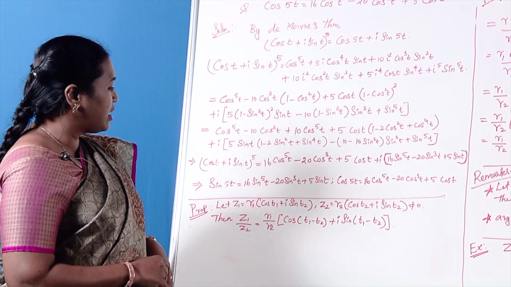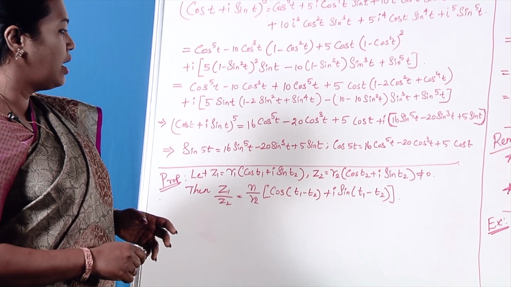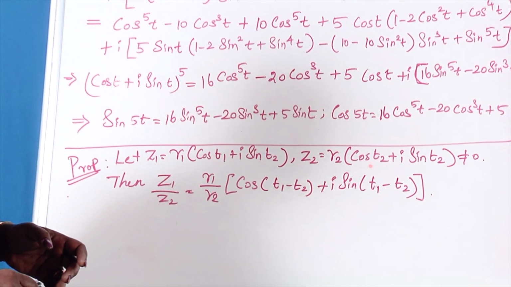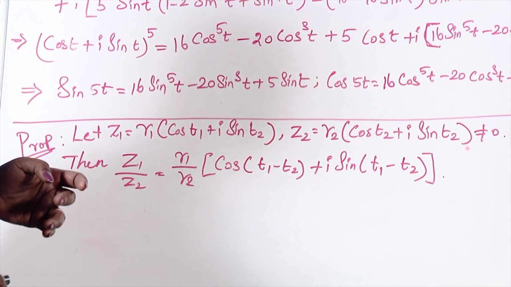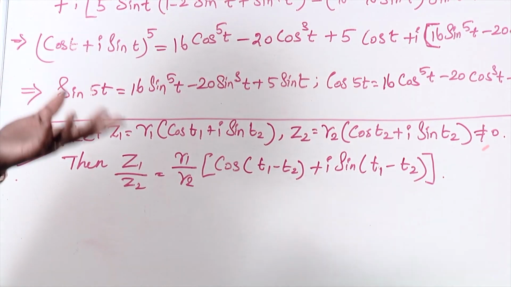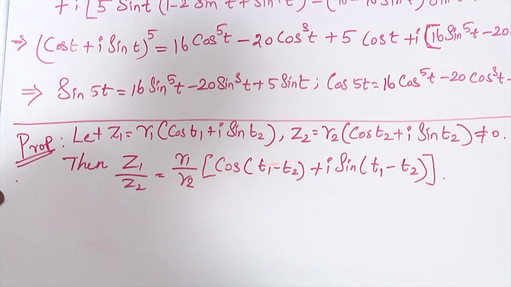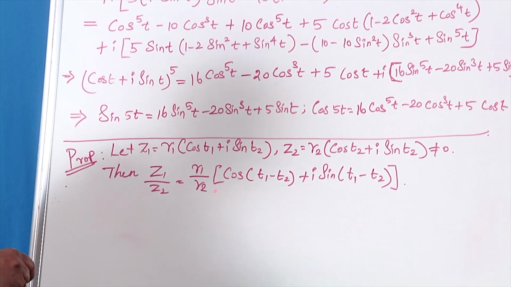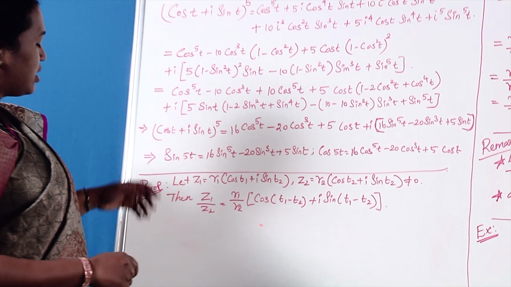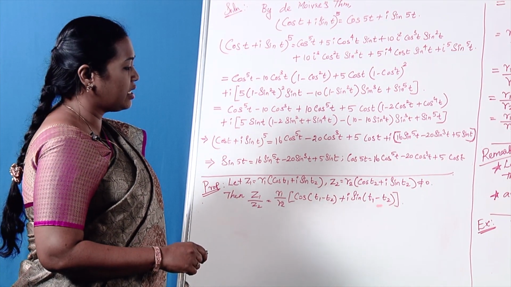So, let Z1 be equal to R1 (cos T1 plus I sin T1) and Z2 be R2 (cos T2 plus I sin T2), both of which, especially the second one, are non-zero. Since we are talking about division and we do not want 0 in the denominator, we always have this sort of restriction where Z2 is not 0, and Z1 by Z2 would be equal to R1 by R2. So, this is what we will try to prove: cos (T1 minus T2) plus I sin (T1 minus T2).